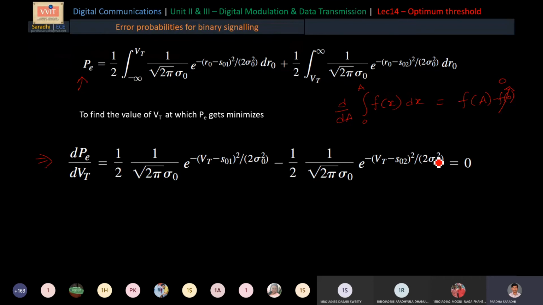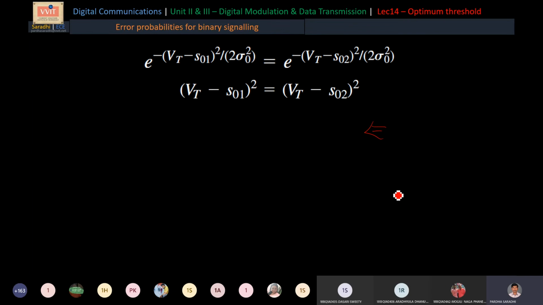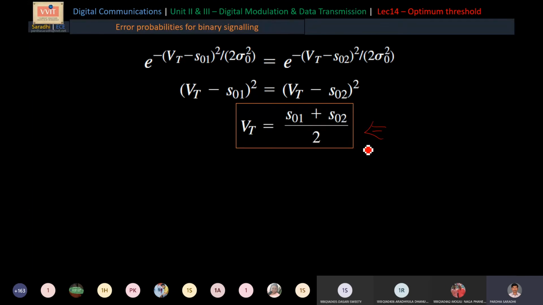The right hand side expression becomes this, and that is equated to 0. Simple simplifications give us Vt equal to (S01 plus S02) by 2. And this is actually true also; our intuition also tells the same. Like unipolar NRZ, we mentioned that if S01 is A volts and S02 is 0 volts, we thought that the threshold should be equal to A by 2, and according to this formula also it is (A plus 0) by 2, that is A by 2.